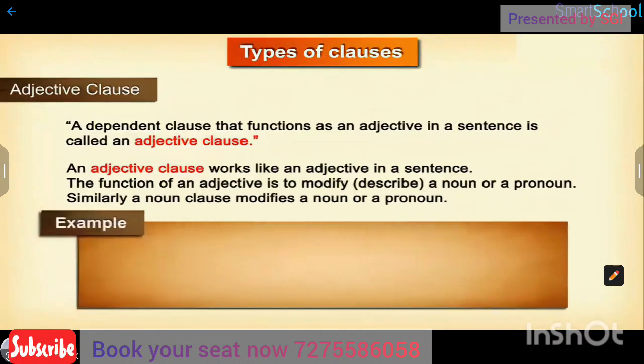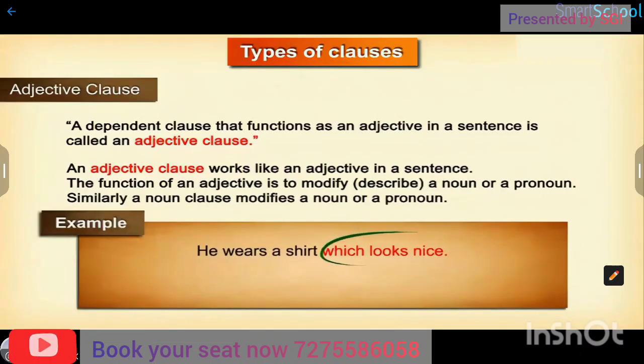For example, he wears a shirt which looks nice. The clause "which looks nice" in the above sentence is an adjective clause because it modifies the noun "shirt" in the sentence.